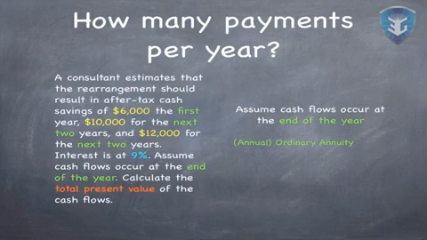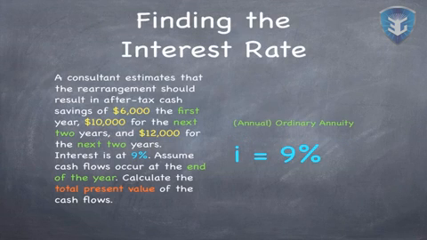How many payments per year? It says assume the cash flows occur at the end of the year, which means that they are once a year and that it is an ordinary annuity. This also helps in finding the correct interest rate. The interest rate being annual, it can stay the same because it's only going to be made once a year. So that will remain 9% for this particular problem.